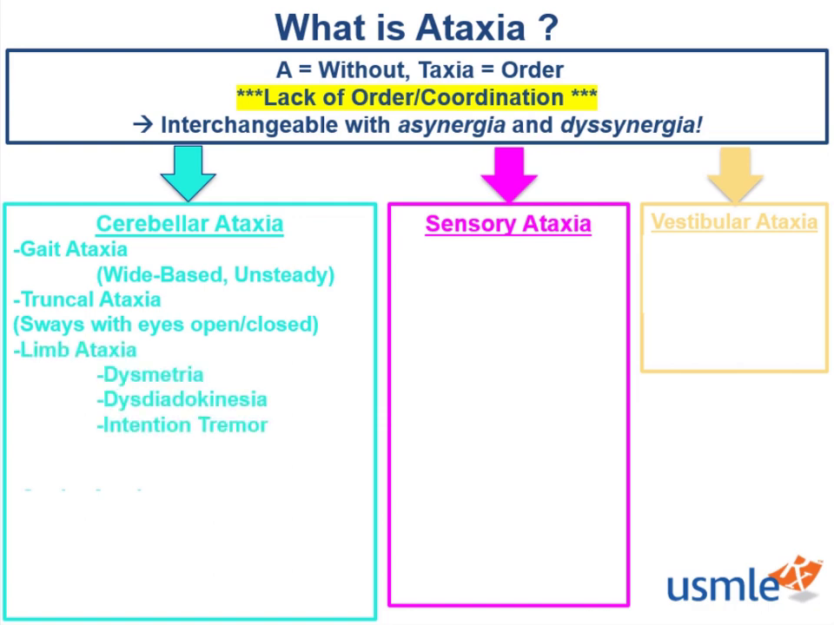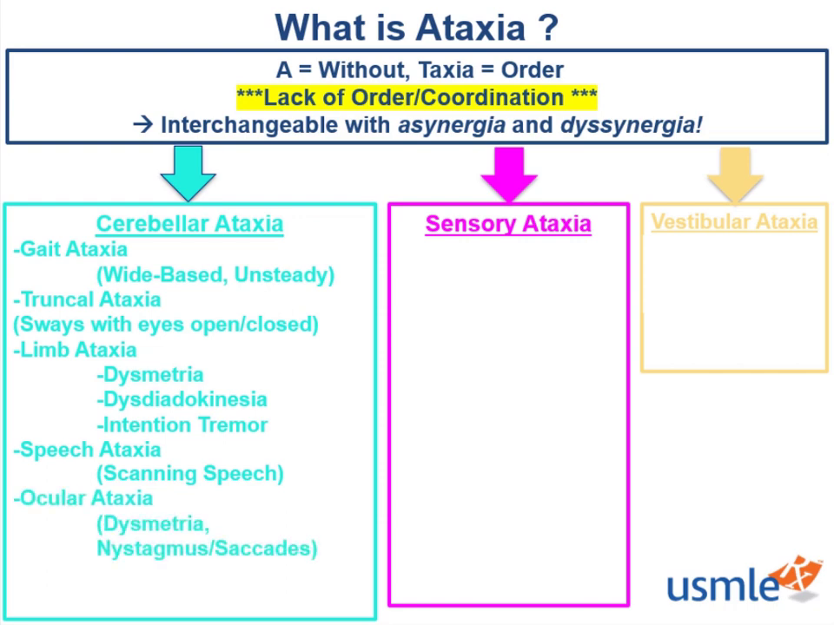Limb ataxia, with subcategories of dysmetria, dysdiadochokinesia, and intention tremors. Speech ataxia, manifesting as dysarthria with scanning speech. Ocular ataxia, where the eyes can exhibit dysmetria, nystagmus, and certain saccades. And tone ataxia, where patients have hypotonia or decreased muscle tone with floppy joints. All of these are forms of cerebellar ataxia as the body cannot coordinate gait, truncal stability, limb movements, speech, eye movements, and muscle tone. We will revisit these terms.